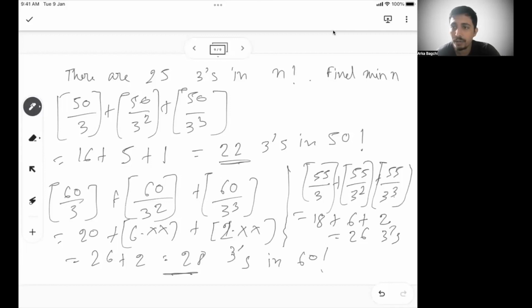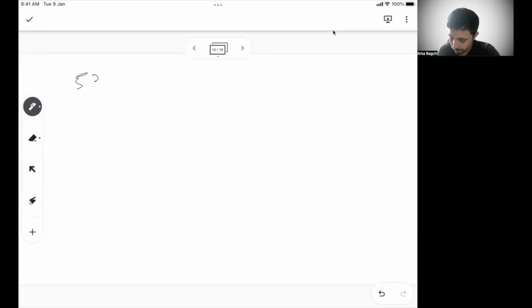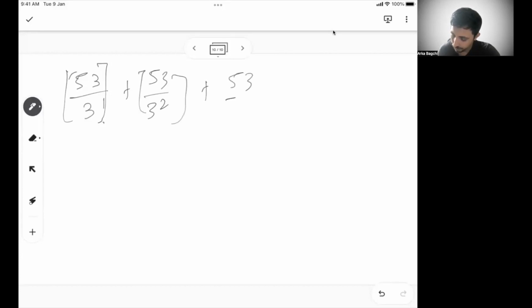So between 50 and 55 you have to see. 55 has 26 threes. Now 55 in itself is not a multiple of 3; 54 will be a multiple of 3, so 54 possibly contributes that one extra 3, right? So can I see at 53? 53 by 3, then 53 by 3 square, 53 by 3 cube, and stop there.